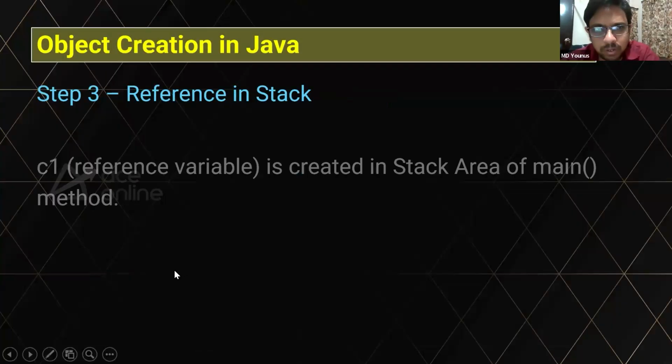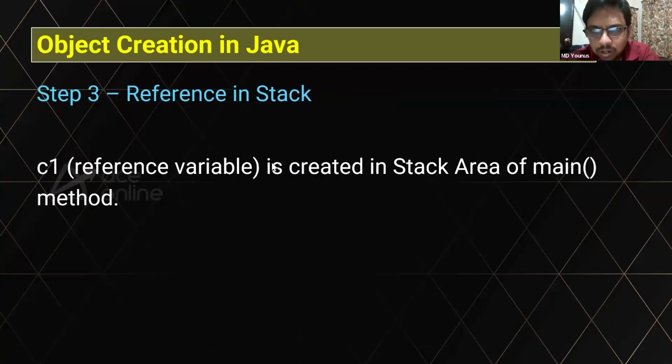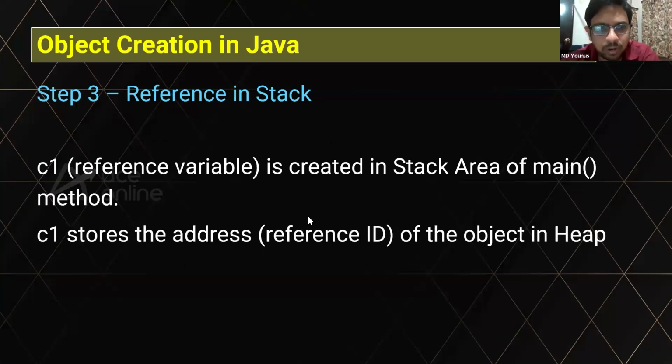So step number 3: C1 is a reference variable. It is created in the stack area of the main method. What does it contain? It stores the address of the object in the heap. I'll prove all these things. Now I wanted to check that at least step number 2 and step number 3 are clear for all. I need confirmation from everyone because this is very important.